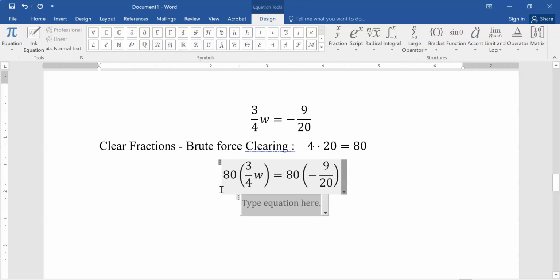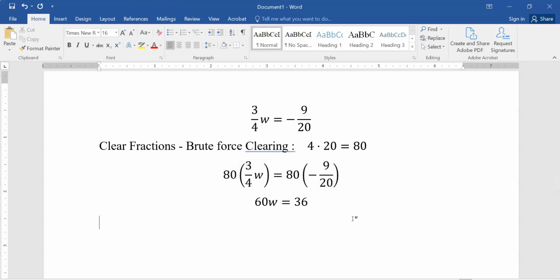Okay? A little bit of a tongue twister. So we take 80 times 3/4. 80 times 3/4 on your calculator is 60W. That's the left-hand side. 80 times -9/20 becomes 36. Notice that by multiplying by 80, I got rid of all the fractions lying around, and now I'm dealing with whole numbers. So now I can say, well, 60W equals 36.